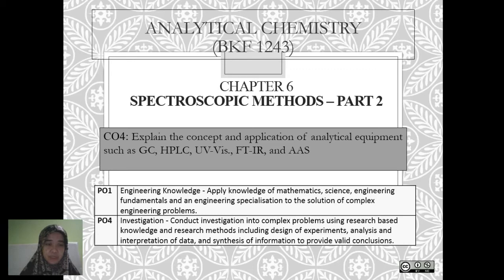So previously we learned about spectroscopy: how the energy transforms, what the difference is between absorption and emission spectrum, and what the types of transition involved are.